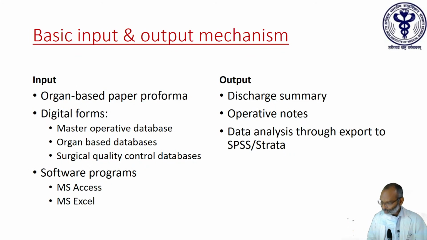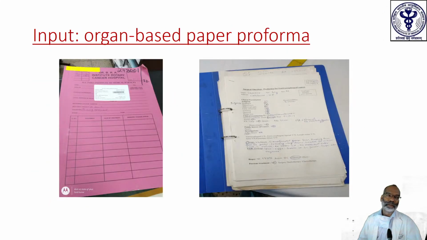So next comes the basic input and output mechanism. It consists of two parts. One is the paper proforma part, and the other is the digital format part. Just to go for the first part, we have a file to start with, and the information will be transferred first to the proforma, which is purposely designed for that organ system.